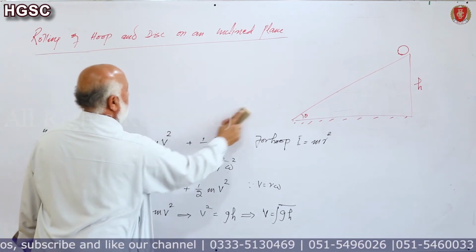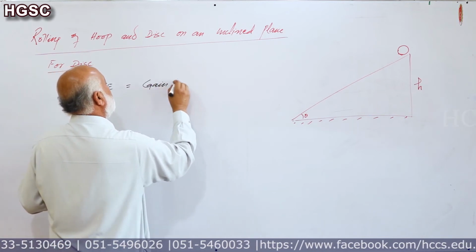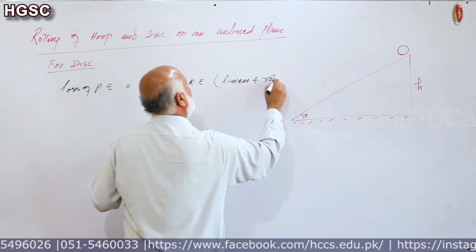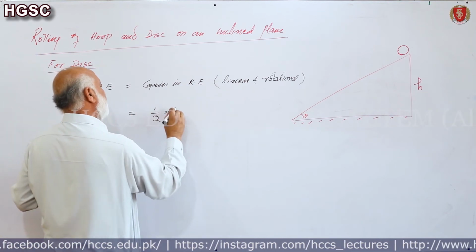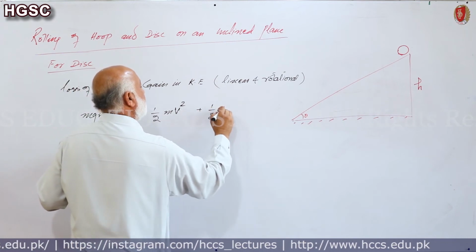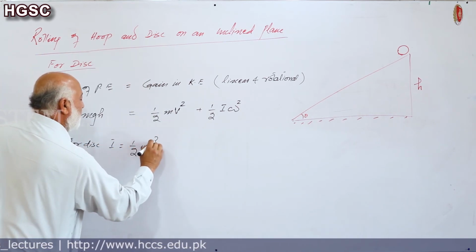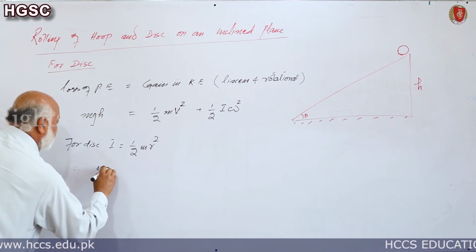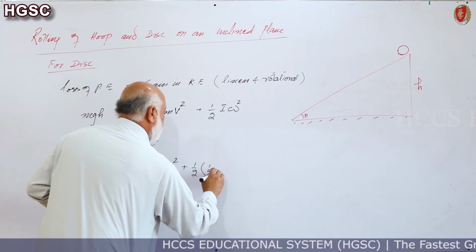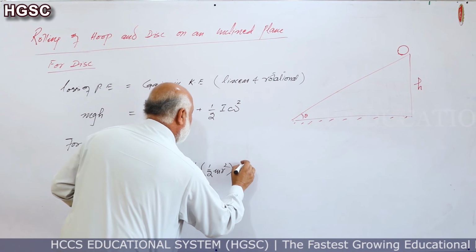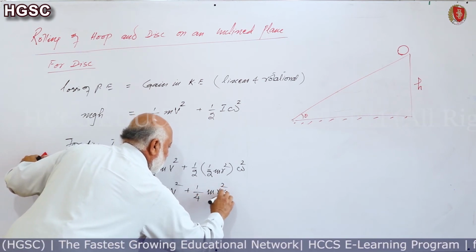अब अगर डिस्क की बात करते हैं, डिस्क loss of potential energy is equal to gain in kinetic energy, linear and rotational. So mgh is equal to half m v square plus half I omega square. For disk, I is equal to half of m r square. इसलिए mgh is equal to half m v square plus half m r square omega square. This is equal to half m v square plus 1 by 4 m r square omega square.